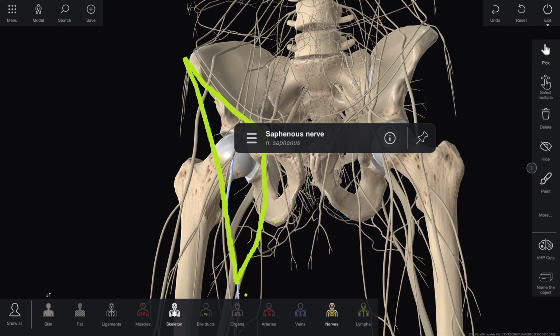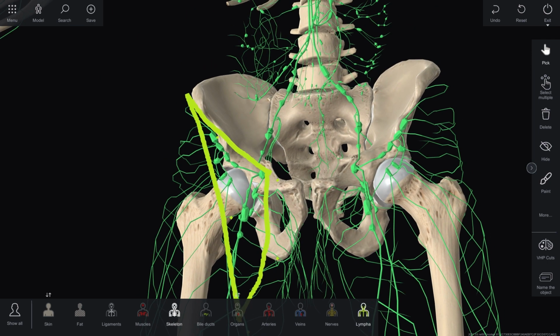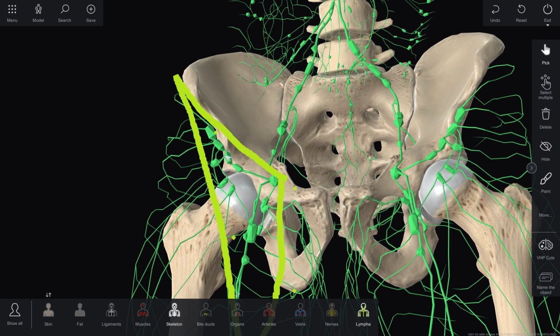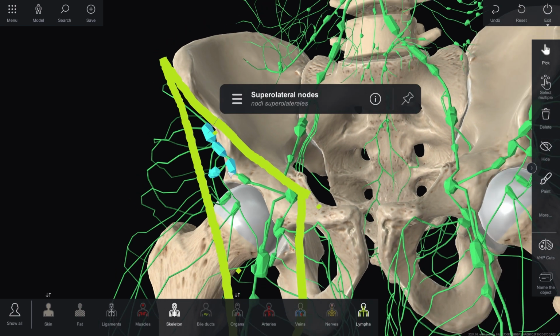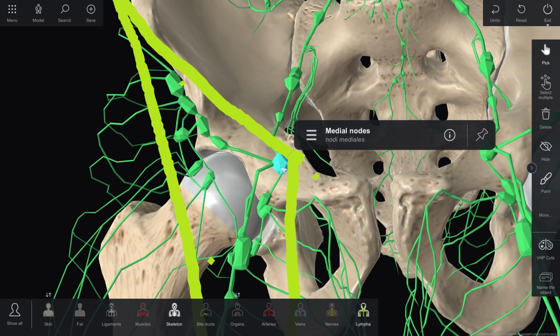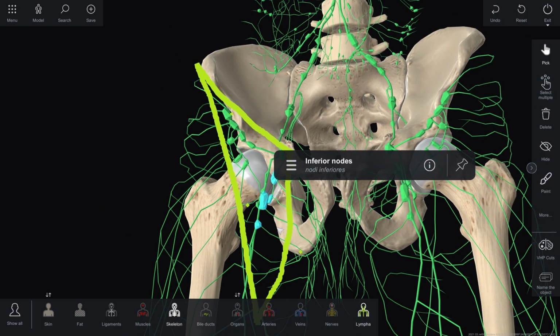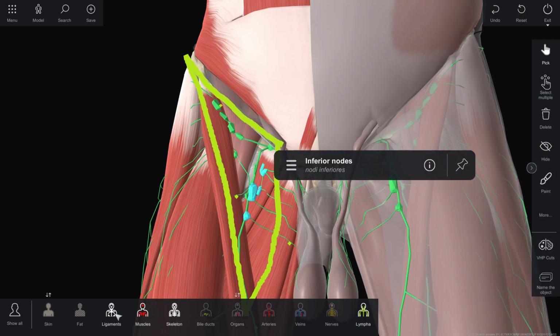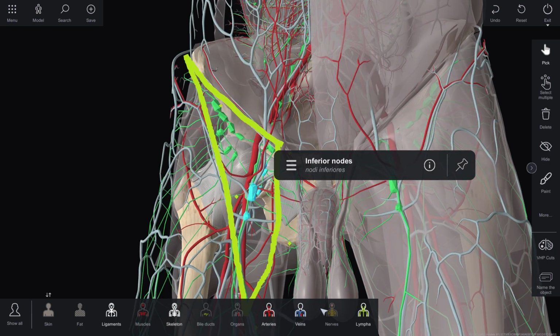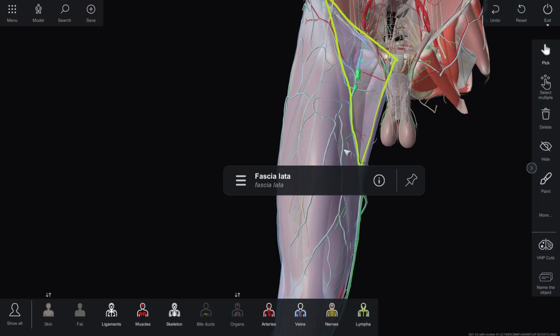Next, we can see the lymph nodes. There are different groups of lymph nodes present in this region, which include the superolateral group of nodes, the superomedial group of nodes, the medial group, and the inferior group. Next, we can see the femoral canal. The femoral canal consists of lymphatic vessels and is located in the medial compartment of the femoral sheath.